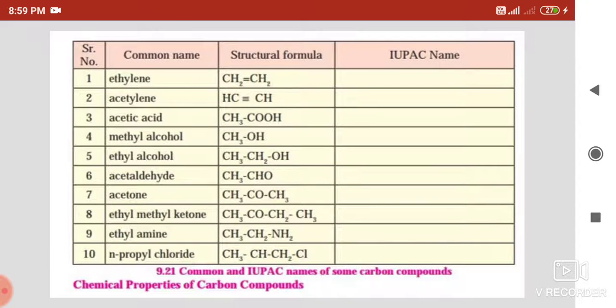Okay, so students, go through the video again. This is a very important topic. Those who are interested in taking the science stream next in the 11th standard, it is very important for you to know about IUPAC names. It's a basic one, so go through it.